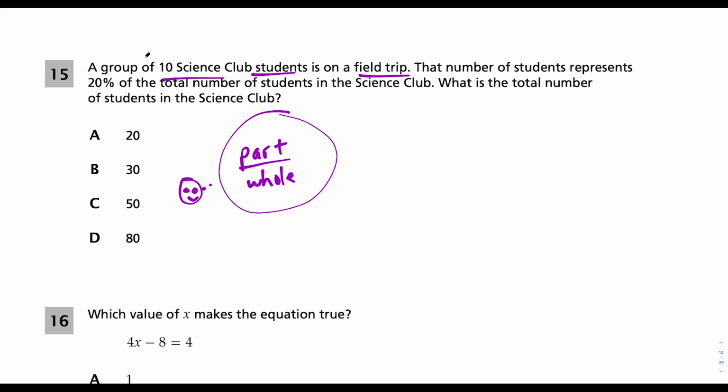And the number of students represents 20% of the total number of students in the science club. We want to know what is the total number of students in the science club. So once again, the theme is part over whole, and we're going to set up a proportion.